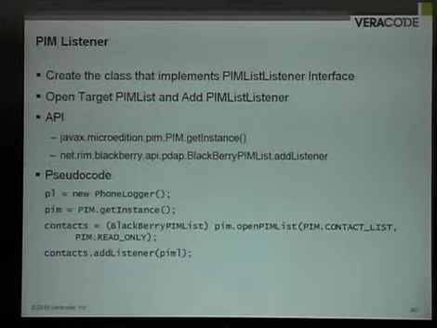The PIM listener is just like the other listeners. Again, this time we trap the item added, item removed, and item updated methods by implementing the PIM listener interface in a custom class. And we trap all of those and exfiltrate the updated, added, or deleted data so that you can see that in real time.